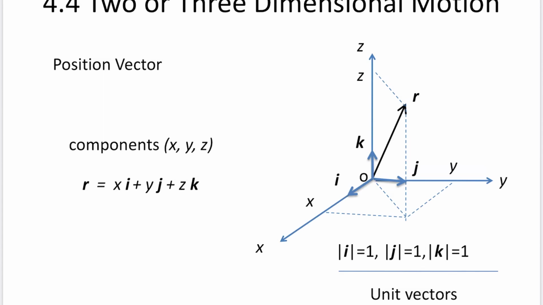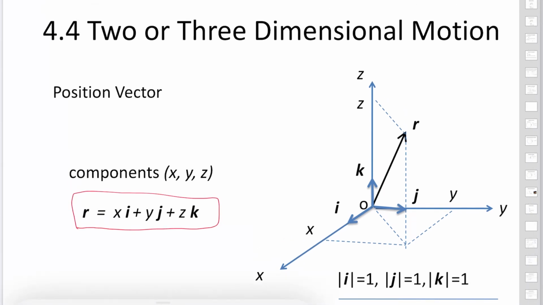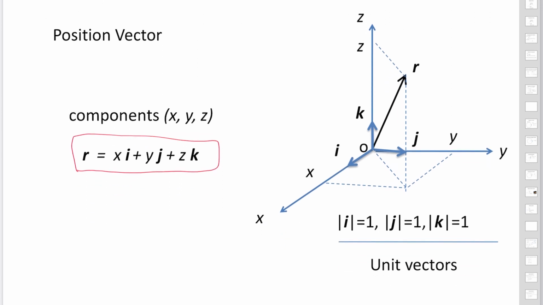Hello everyone. In this section, we are going to study two- or three-dimensional motions. To describe the positions of particles in three dimensions, we use position vectors. The position vector is expressed as r equals x i plus y j plus z k. i is a unit vector directed along the x-axis, j is a unit vector directed along the y-axis, and k is a unit vector along the z-axis.